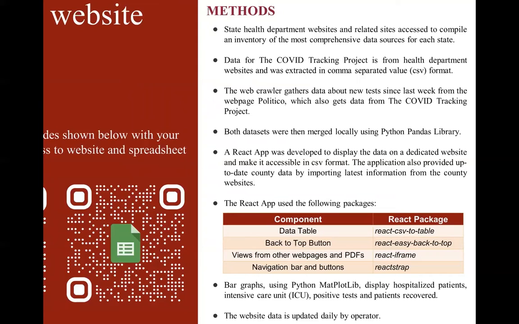Data from the COVID tracking project was downloaded in CSV format and merged with Politico's extracted data using Python Pandas library locally. Python was also used to create bar graph visualizations using the data. A React app was then developed to display the data on a website with the aid of specific React packages.